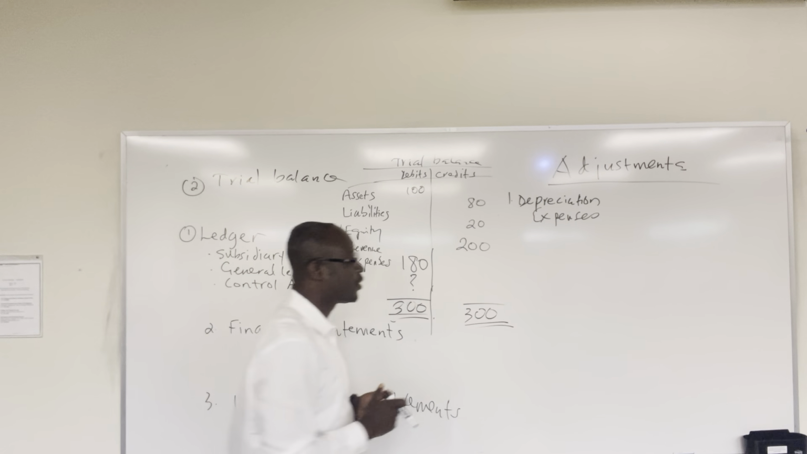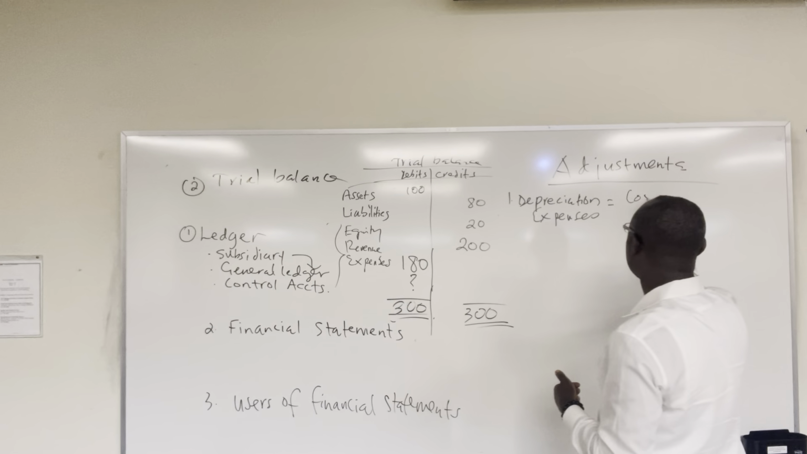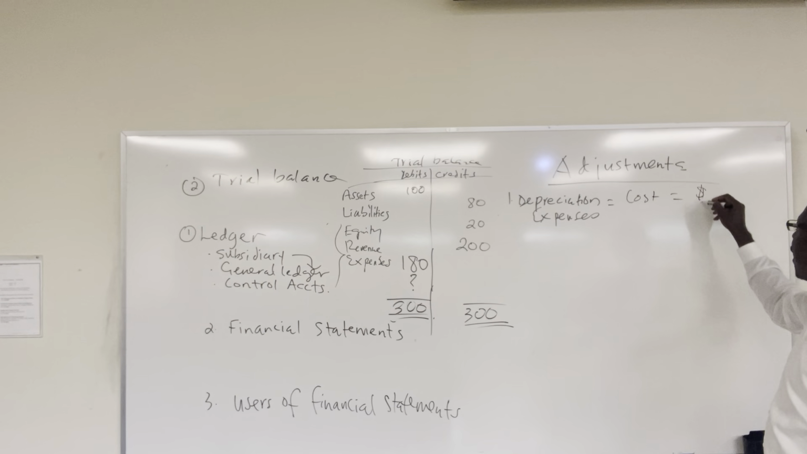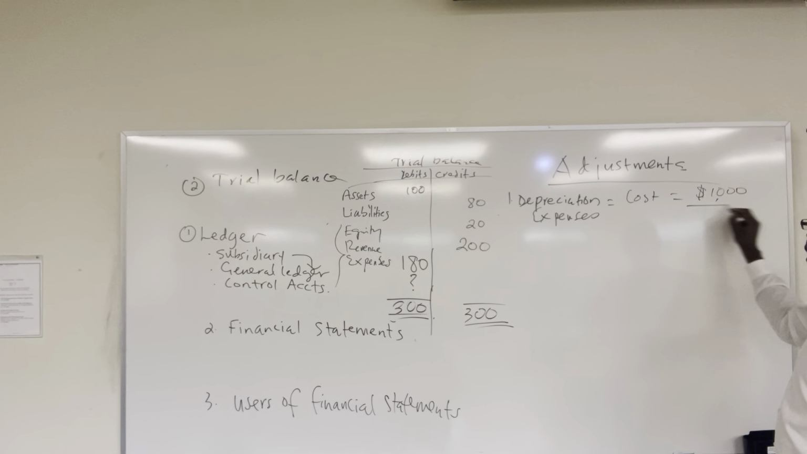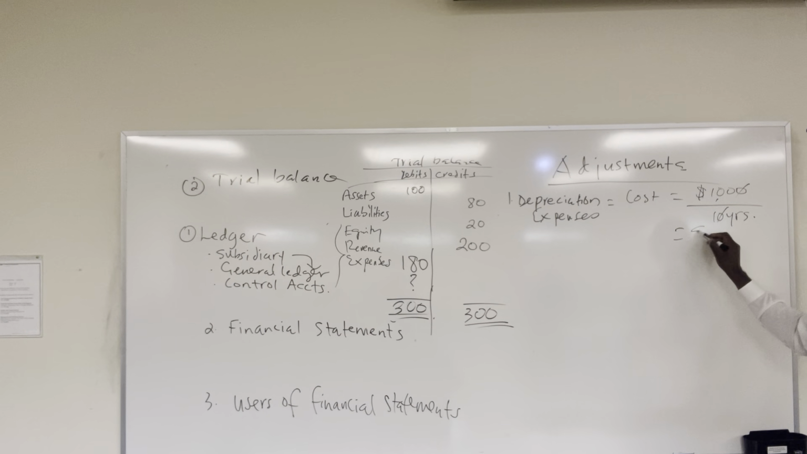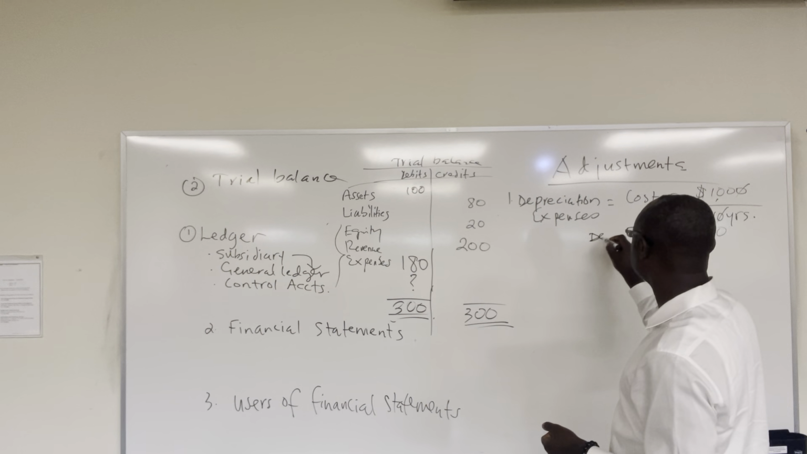So if the cost of the asset is $1,000 and you expect to use it over 10 years, then we estimate that you may have used what? $100 each year. Does that make sense? So this is what we're going to call depreciation expense.